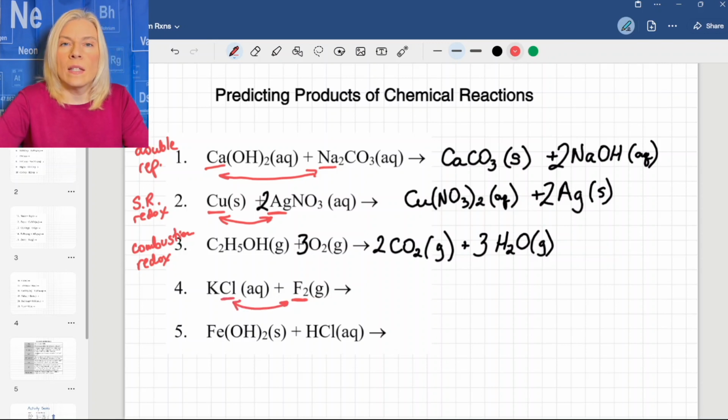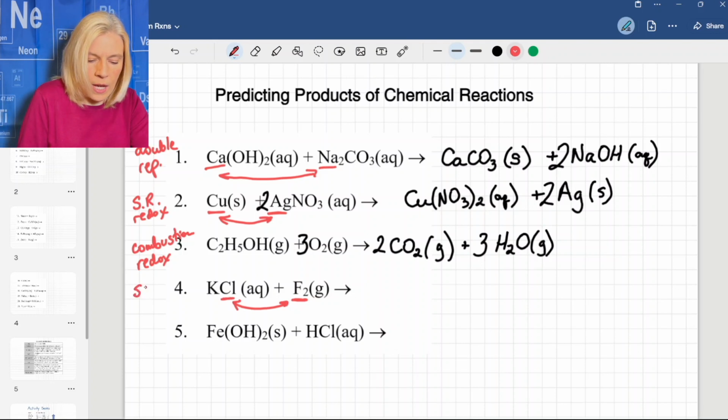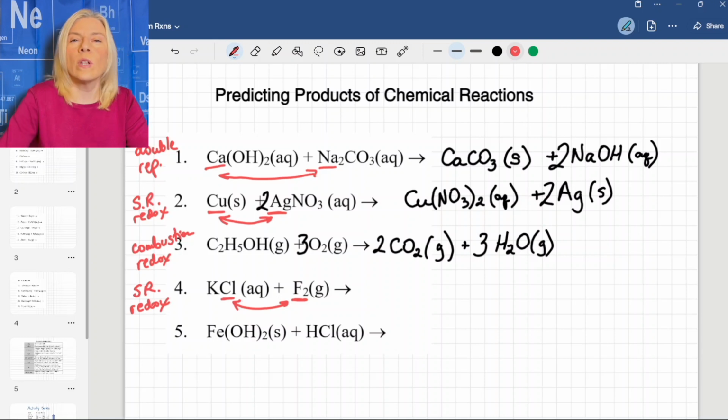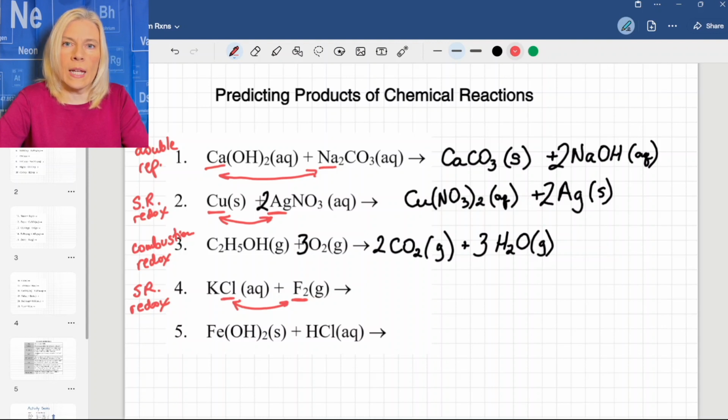Halogens, and so this is a single replacement reaction, redox. And now we have to quickly look at our periodic table. Fluorine is above chlorine on a periodic table. Do you remember your halogens? Fluorine is on top, and that means fluorine wants to gain electrons. It wants to gain electrons more than chlorine. So fluorine is more reactive. It will want to be ionic. So this reaction, yes, this will happen.